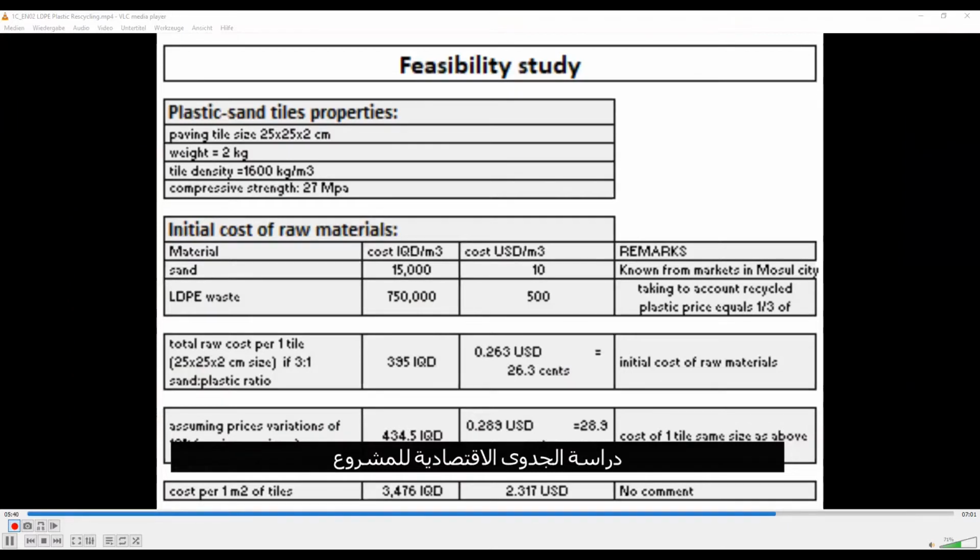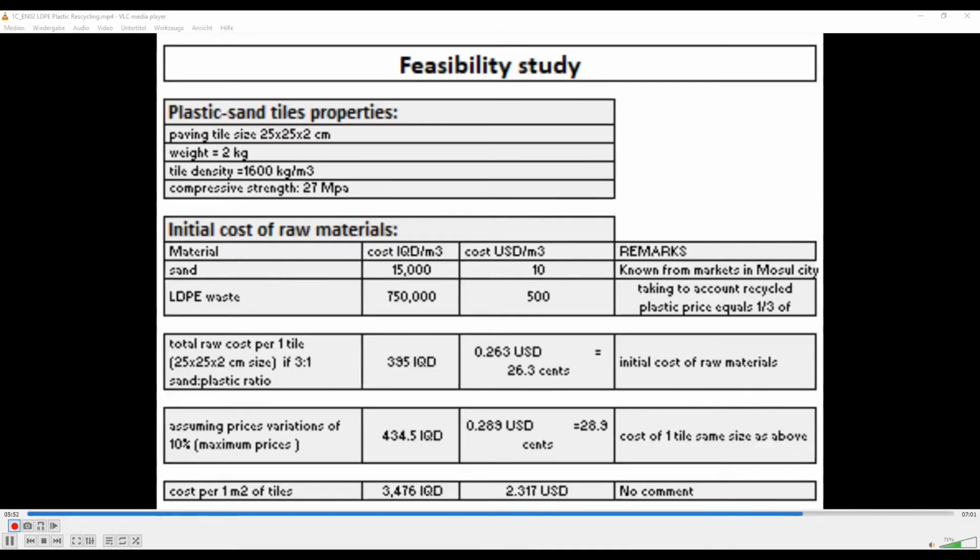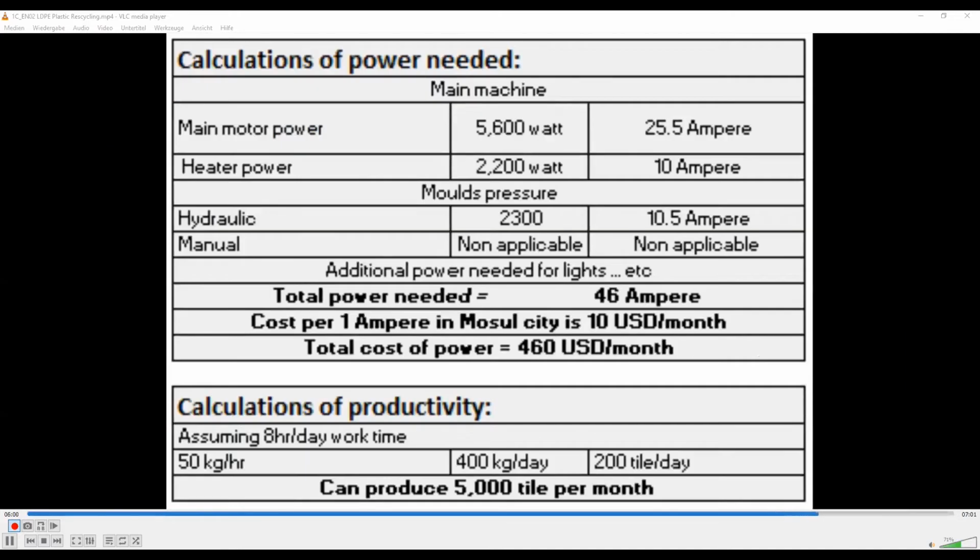And we did some feasibility study about the plastic, sand, tile properties, and initial cost of raw materials, all calculated in here. We have also calculated the power cost and the power needed to start the machine and its heater and the pressures and stuff.